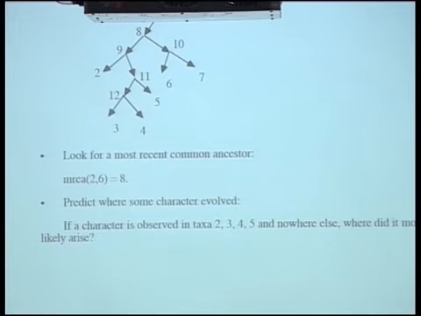Now let's look at some of the things which make a phylogenetic tree meaningful. There's a real simple phylogenetic tree. One of the things we can do is look for a most recent common ancestor. So given 2 and 6, we can infer the most recent common ancestor was 8. Or we can try to predict where some character evolved. So if a character is observed at 2, 3, 4, and 5, and nowhere else, then we can make a prediction such as that the character originated at taxon 9.